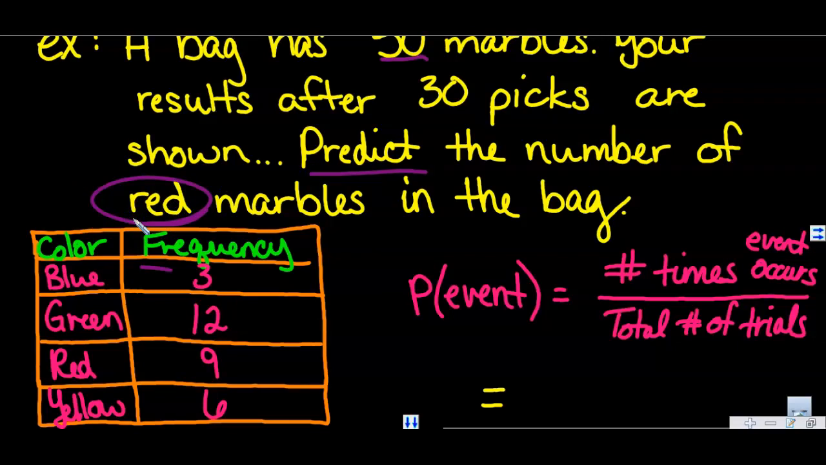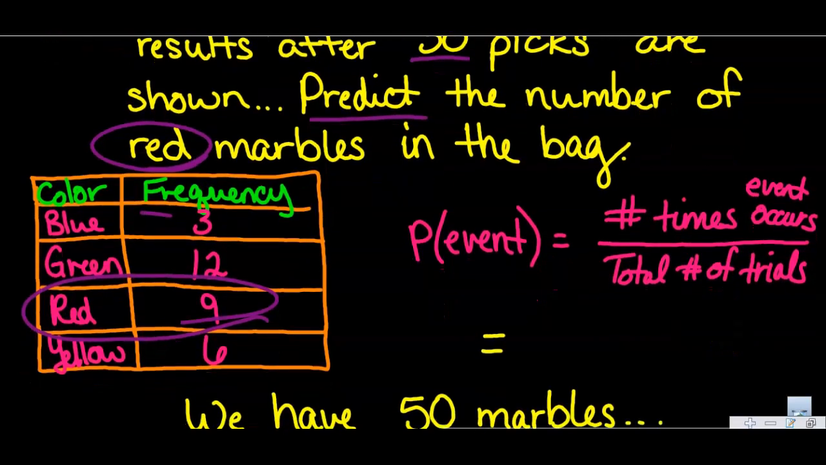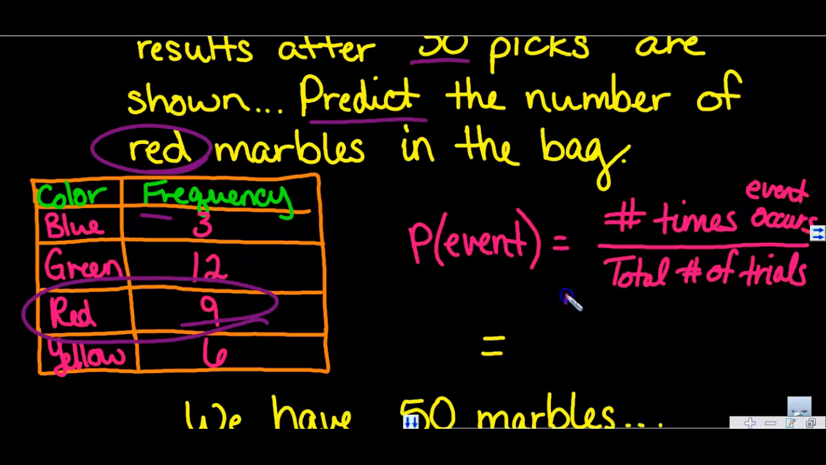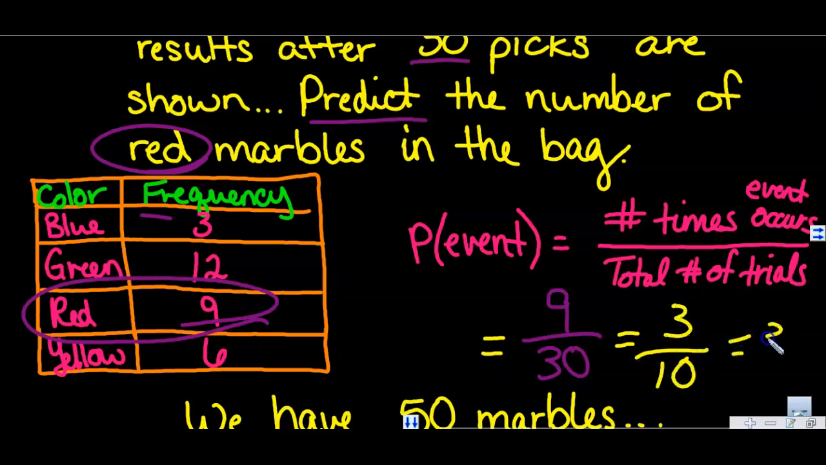First, we need to find the probability of picking a red marble with what we have. We have 30 picks, and we picked red 9 times. So, reminder, the probability of any event is the number of times that event occurs over the total number of times we tried. The probability of picking a red, we picked it 9 times out of 30. Once we reduce that, we get 3/10, which is also equal to 30% probability.